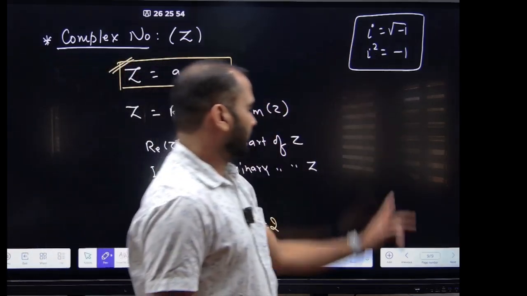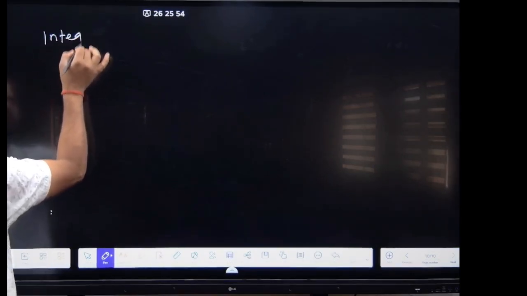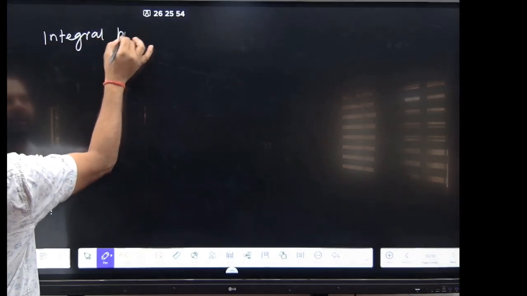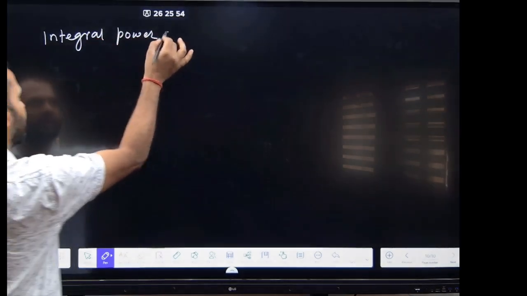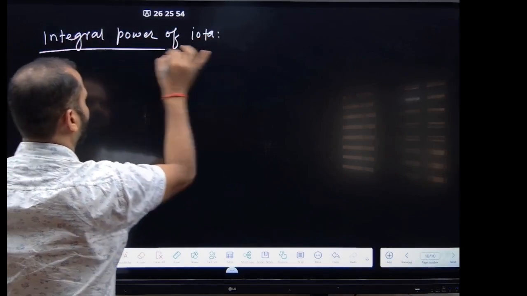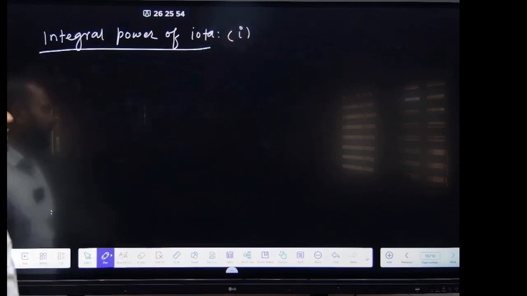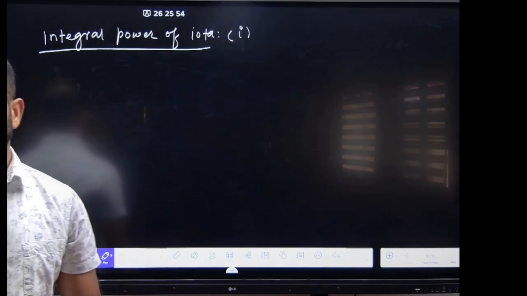Now, a little bit about this we will talk. So put a small heading: integral power of iota. Integral power of iota. Iota means i.